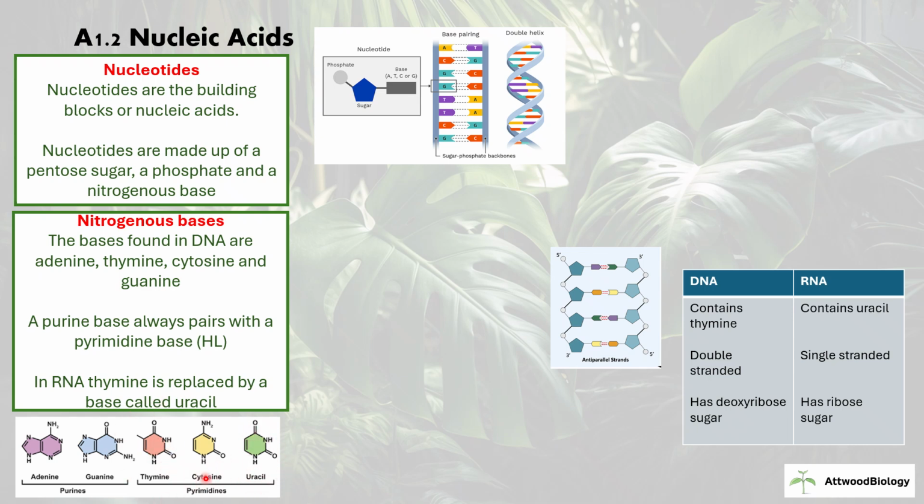Now you can see that thymine and uracil are very similar. So that's why uracil replaces thymine in RNA. And also just a bit of HL knowledge, because it fits nicely here, is that a purine always pairs with a pyrimidine. So adenine always pairs with thymine, and guanine always pairs with cytosine.